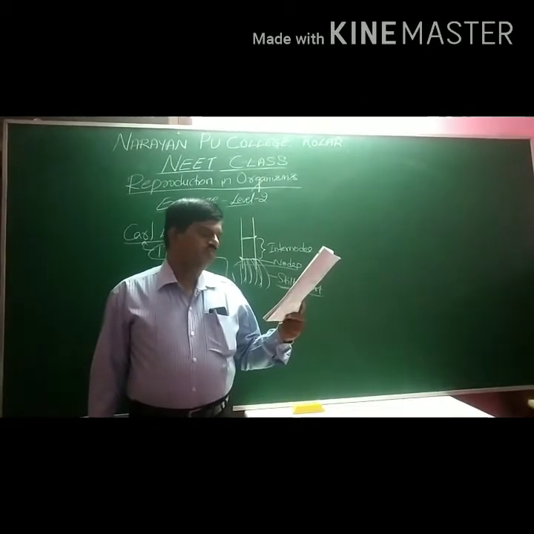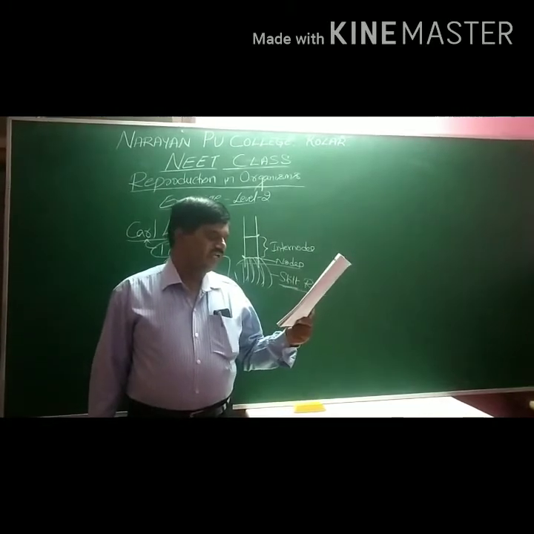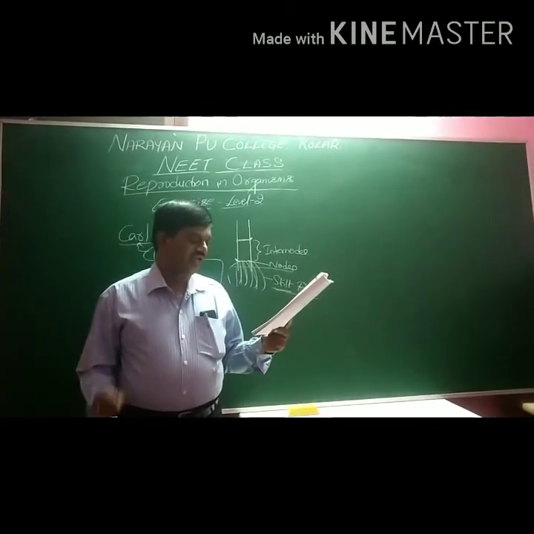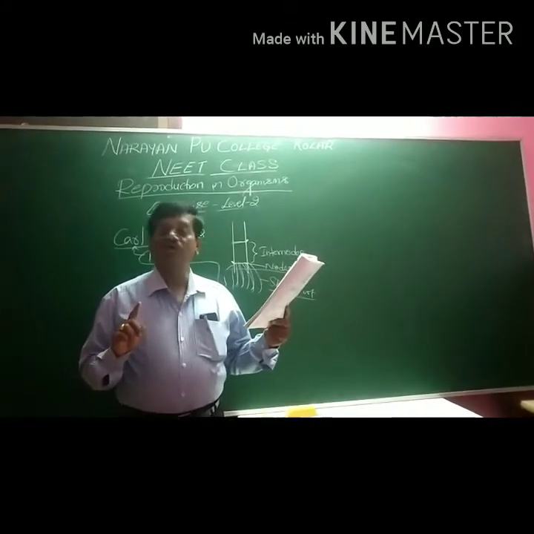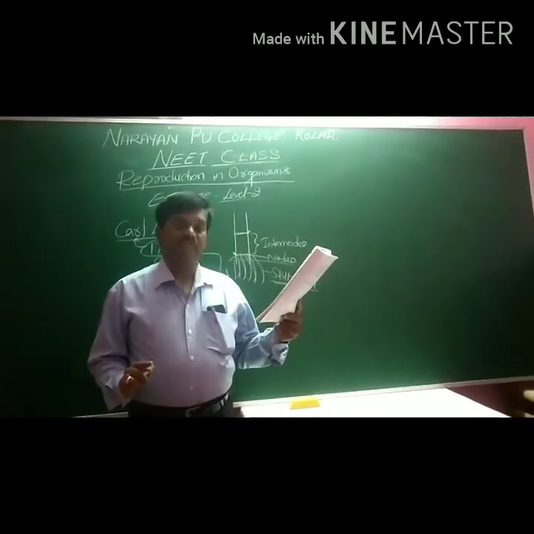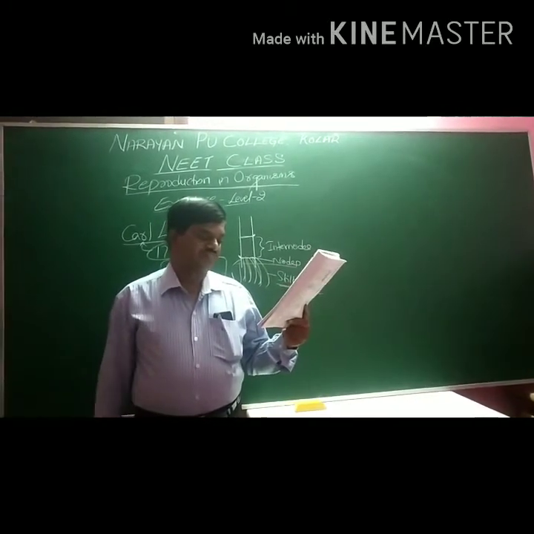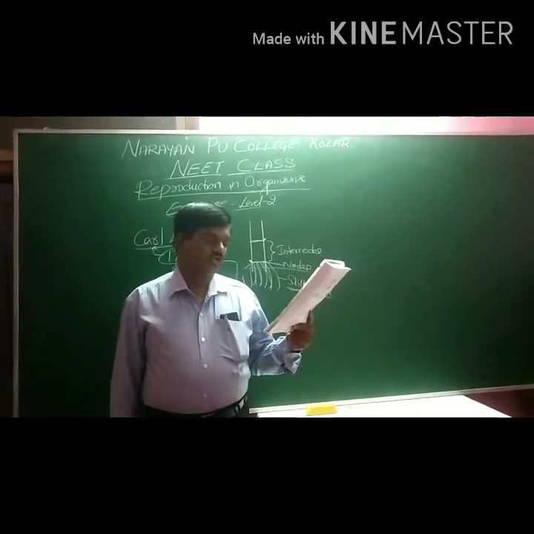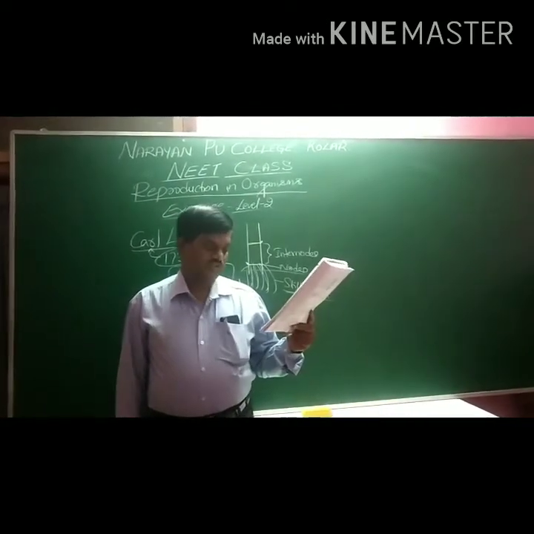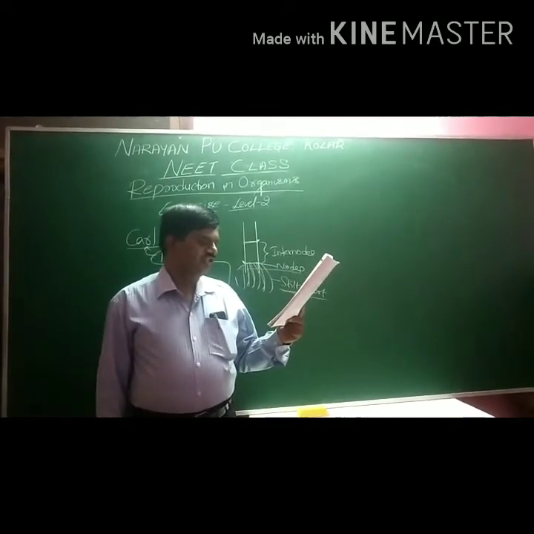Next, chromosome numbers in rat, cat, dog, apple and rice respectively. I'll read out the right one. Chromosome numbers in rat 42, cat 38, dog 78, apple 34, rice 24. So the right option is the first one. We'll go for the next question.